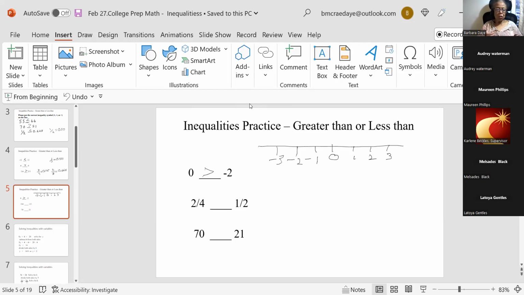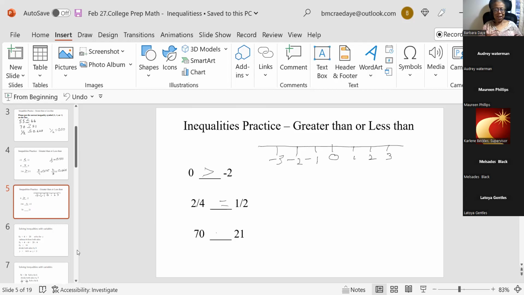All right, Mercedes, 2/4 and 1/2, greater than, less than, or equal? Mercedes, you're on mute. Oh, sorry, I'm answering and didn't realize. I would say equal, Miss Barbara. That's it. Very good. 2/4, when you simplify it, you get 1/2, right? Yes. Okay. Maureen, 7 and 21, greater than, less than, or equal?